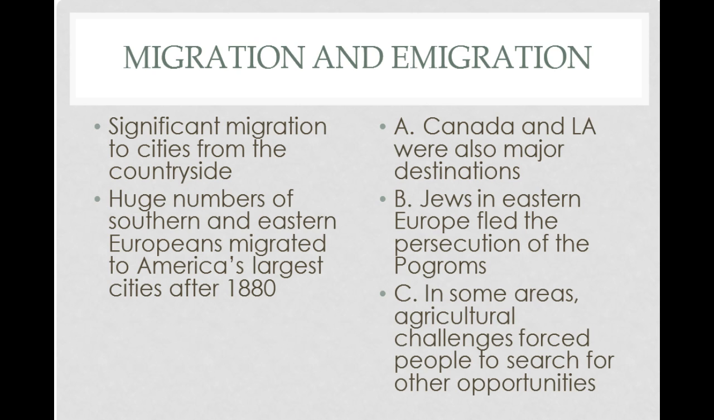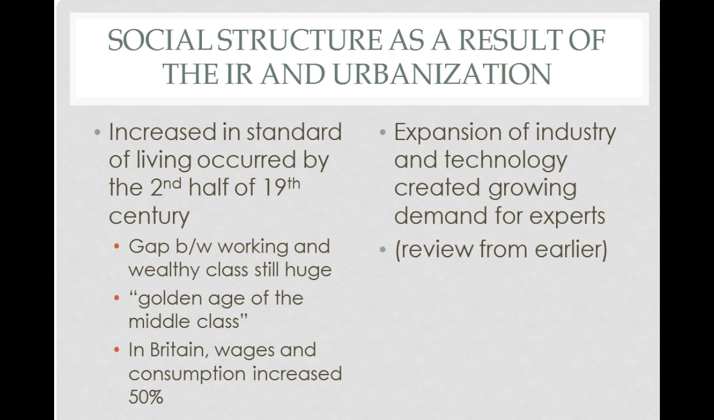So social structure. As a result of the Industrial Revolution and urbanization, we see an increased standard of living in the second half of the 19th century. We will see the gap, however, between the wealthy and the working class is still huge. We will see the golden age of the middle class, and we're going to talk about that. Consumption will increase because people will have more money to spend, and we won't go into too much detail now. Expansion of industry and technology created growing demand for experts with specialized knowledge. We've already covered that. This is just a recap.